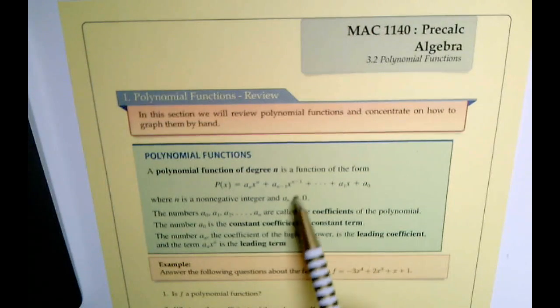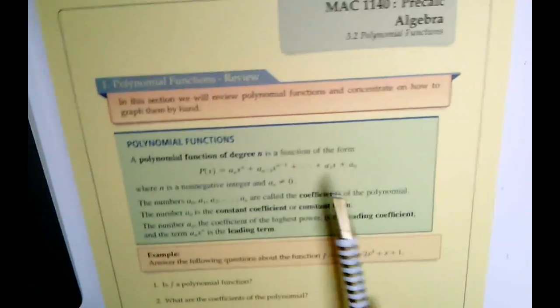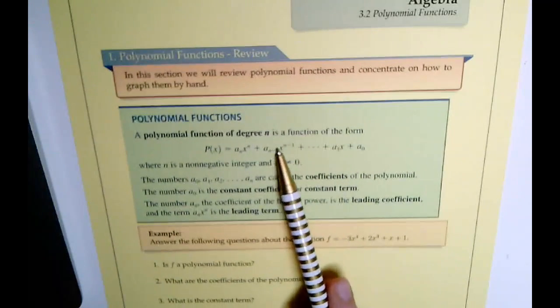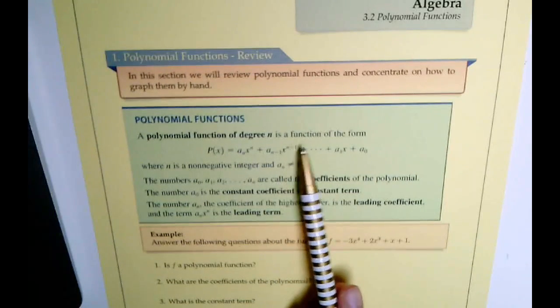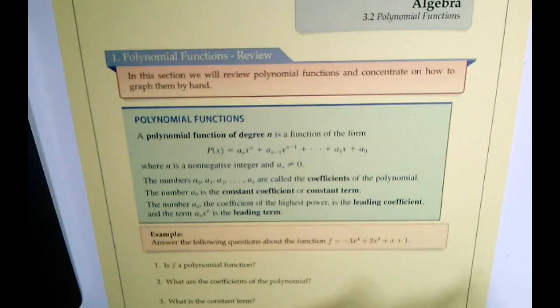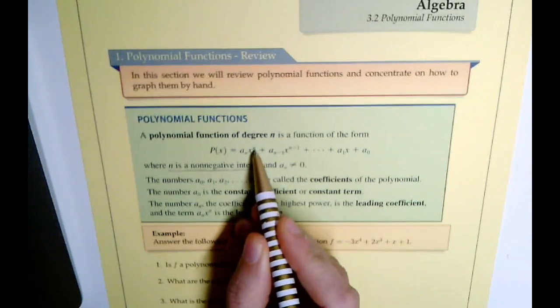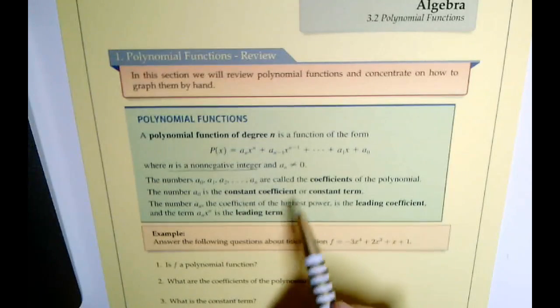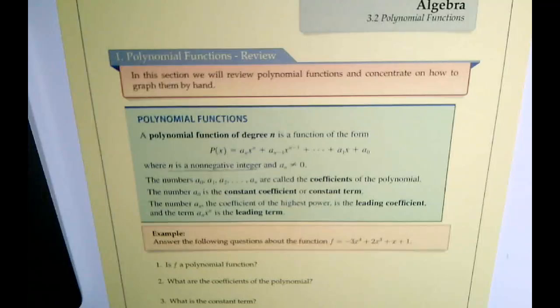So for a review, a polynomial function of degree n is a function of the form Pn of x equals an x to the n plus an minus 1 x to the n minus 1 and so forth, where n is a non-negative integer. So you can't have that n is like a half or -3. And an is not 0.